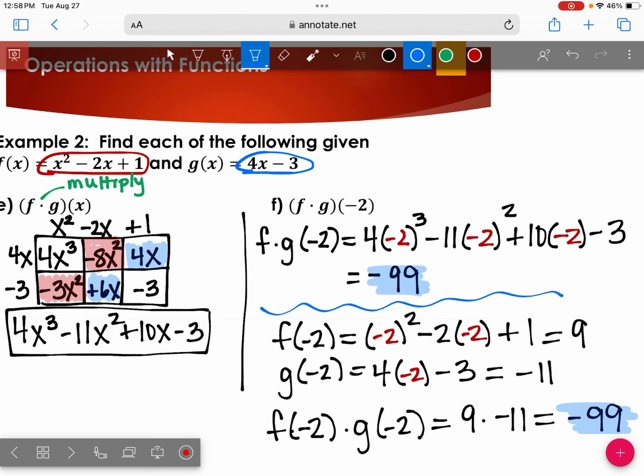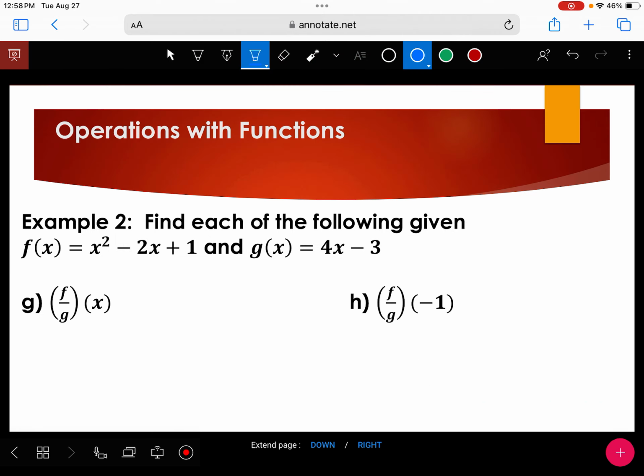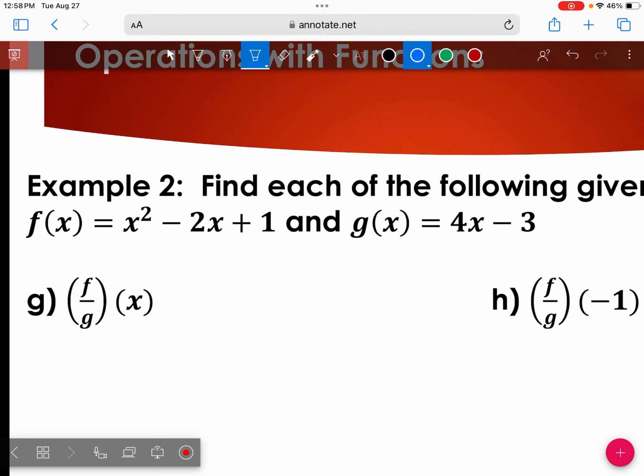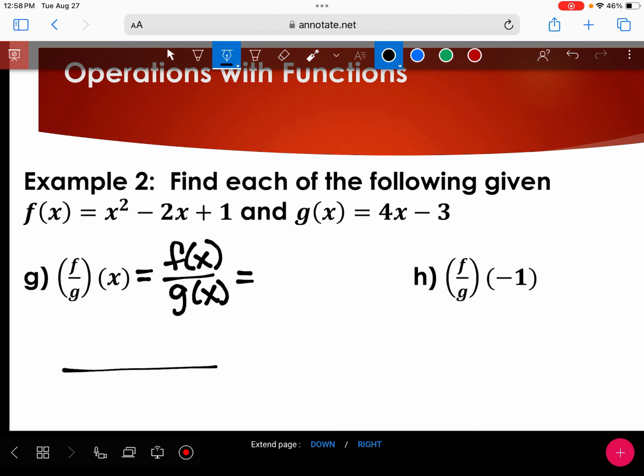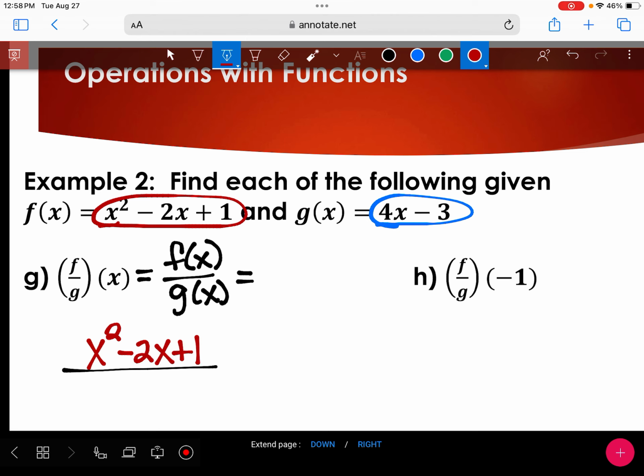All right, so that's addition, subtraction, multiplication, and what's our last operation? Division. So let's go ahead and copy down F, G, and H. So all you're going to do is create a new function, and in that new function, you're going to put your f of x in the numerator. So this is f of x. And your g of x in your denominator. So your function is going to be x squared minus 2x plus 1 all over 4x minus 3. And that would be your answer.